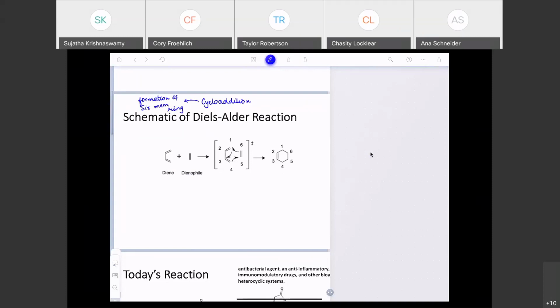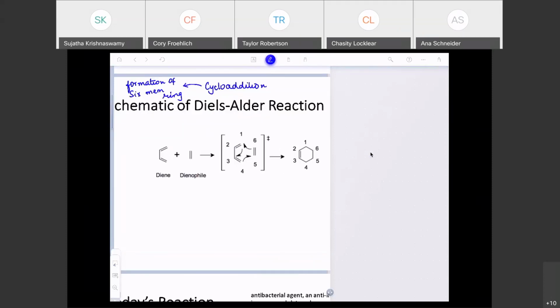So the cycloaddition will lead to the formation of a 6-membered ring. This numbering is another famous thing we've been doing for a while. 1, 2, 3, 4, 5, 6. And you're going to involve 4 pi electrons from the diene and 2 pi electrons from the dienophile. So this is called a 4 + 2 pi cycloaddition reaction.